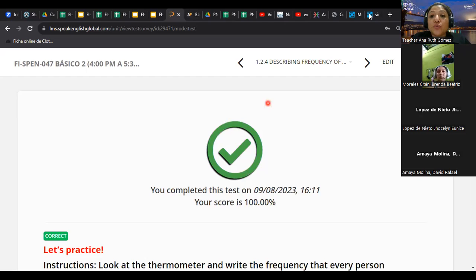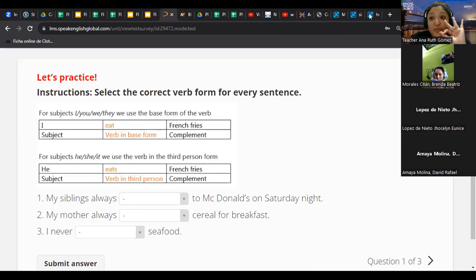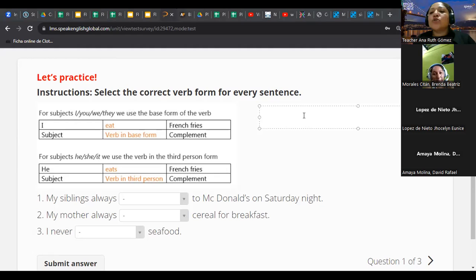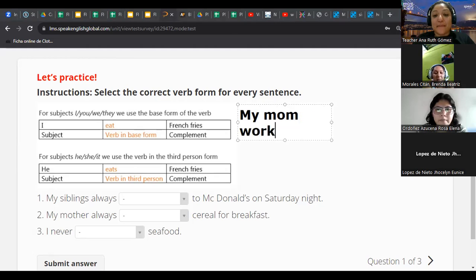Everybody, we're going to try to also remember third person singular. Sorry, you don't see the screen. We will try to remember third person singular. Remember that when you have he, she, it, the verb is going to have what? Do you remember? Básico 1. When you have he, she, it, the verb is going to have es. Very good, Brenda. Nice. So, for example, if you want to say, mi mamá trabaja, how do you say that in English? My mom works. Excellent. My mom works.